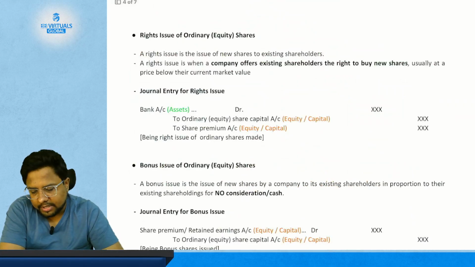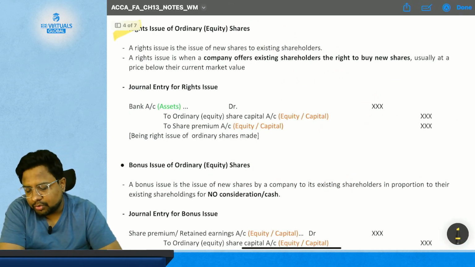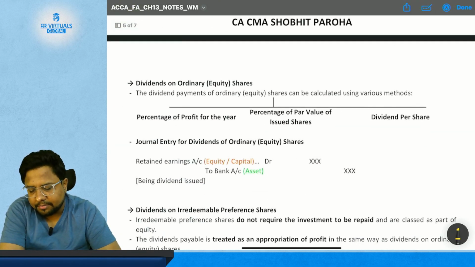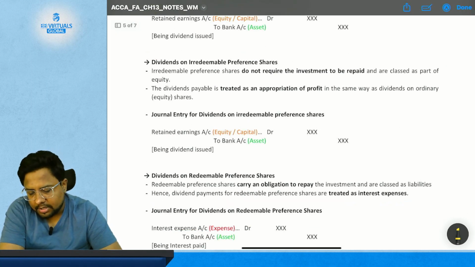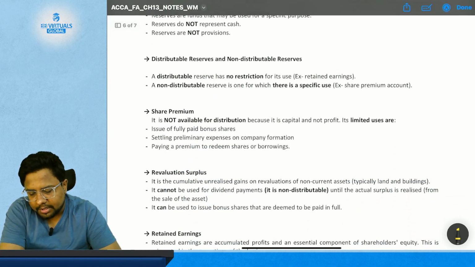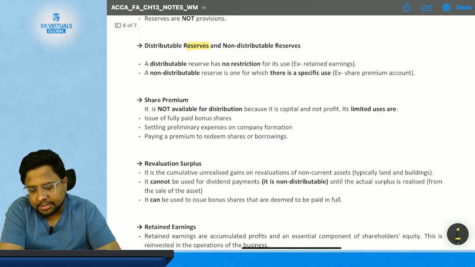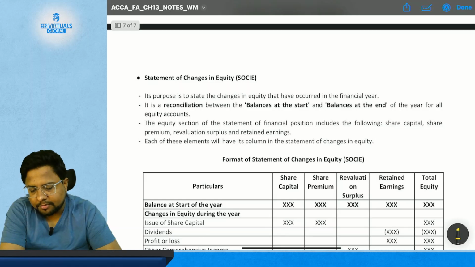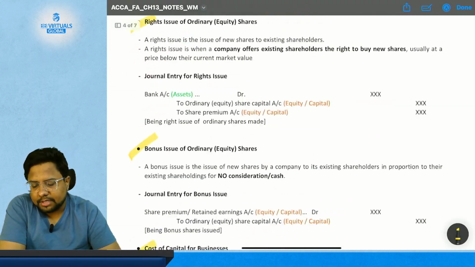Then the other topics left for this chapter are rights issue and bonus issue. Then we have cost of capital for business. Then dividends, how dividends are treated in the books of account. Then interest cost for borrowing. Then the equity component. Then topics about reserves and non-distributable reserves. Then we are going to end this chapter with the statement of changes in equity. I think these topics will be covered in the next class.